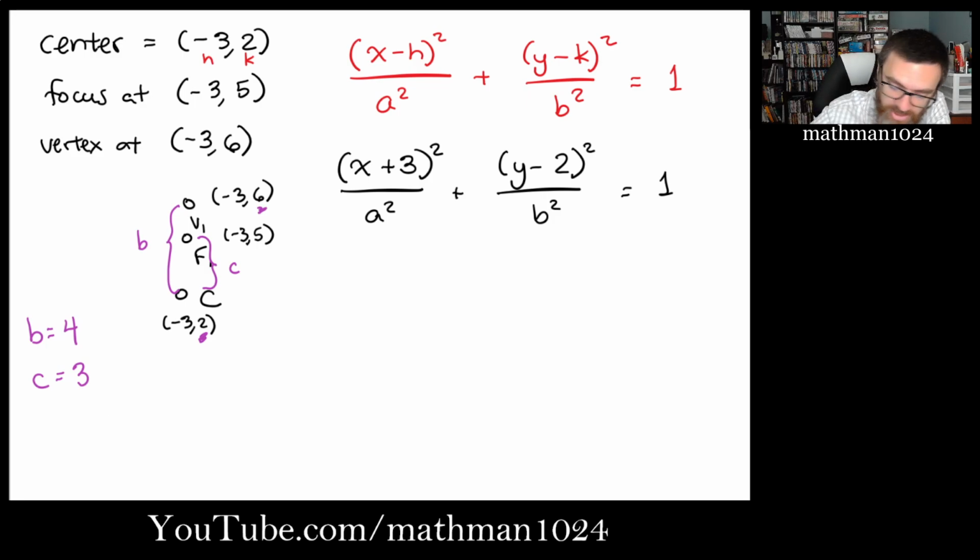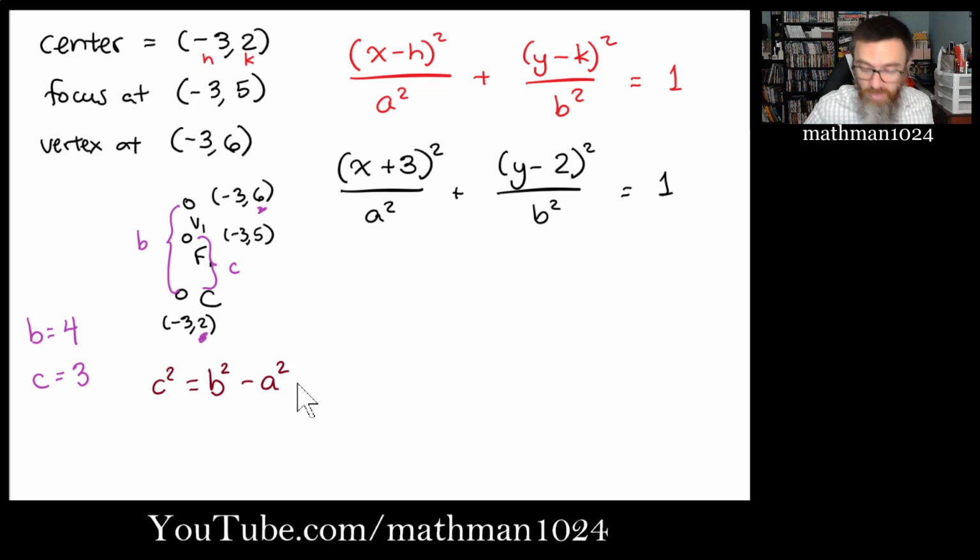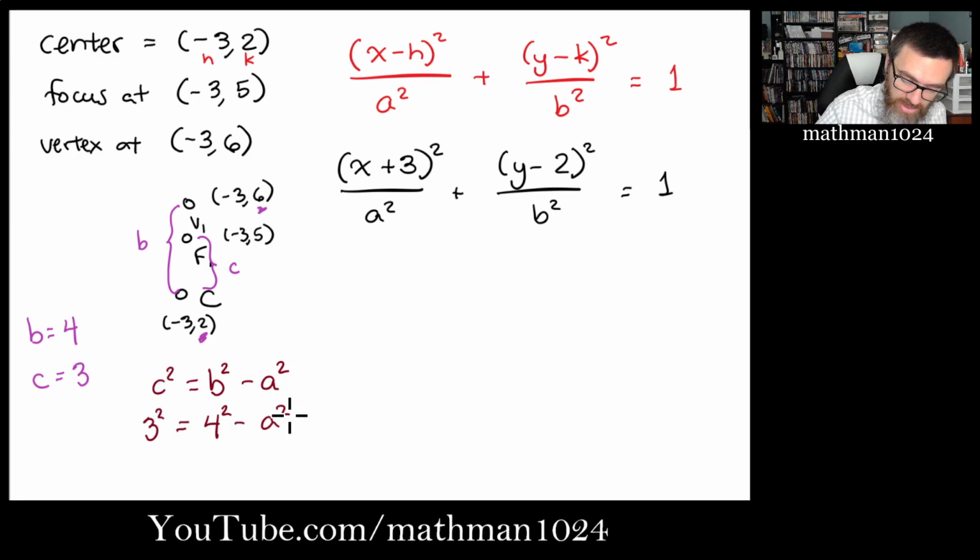Now, remember what we said before. We said that c squared is going to be the difference between a squared and b squared, where you want to make sure that you have the larger number first, right? So we know that b is going to be the larger one. So it's going to be b squared minus a squared for this example. So we plug in what we know. So we have 3 squared is equal to 4 squared minus a squared. We can work this out, and it shouldn't be any problem at all.